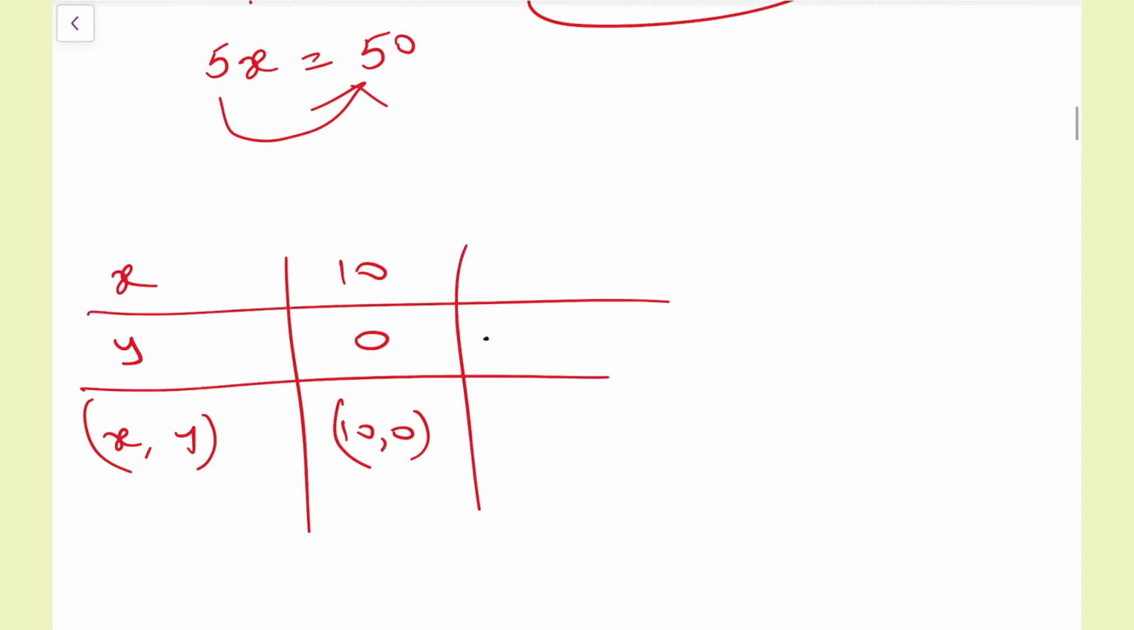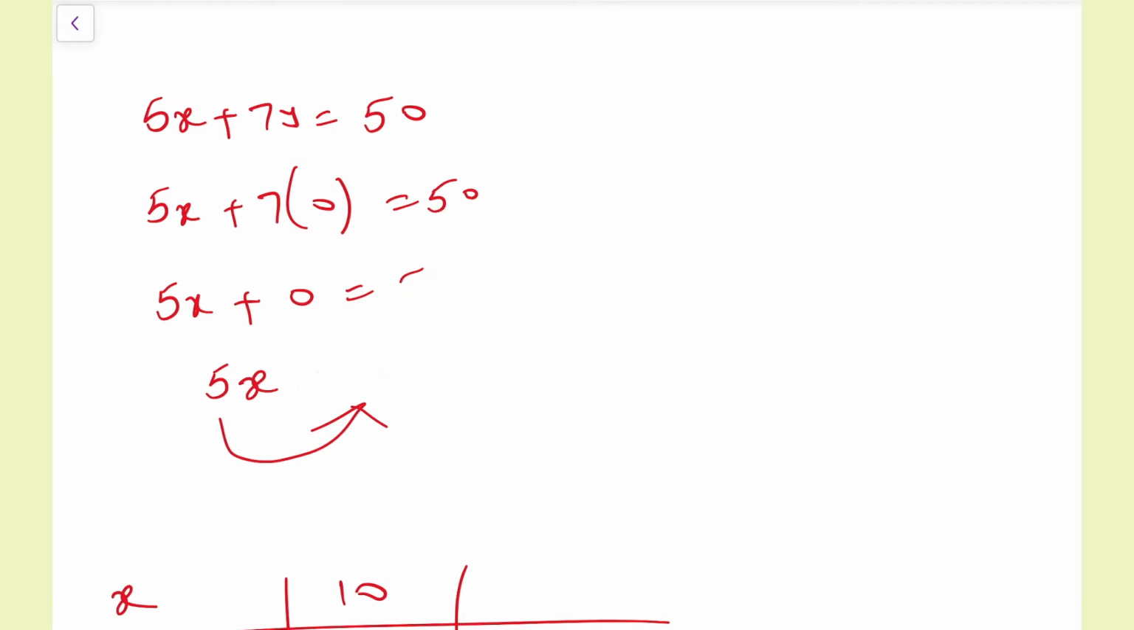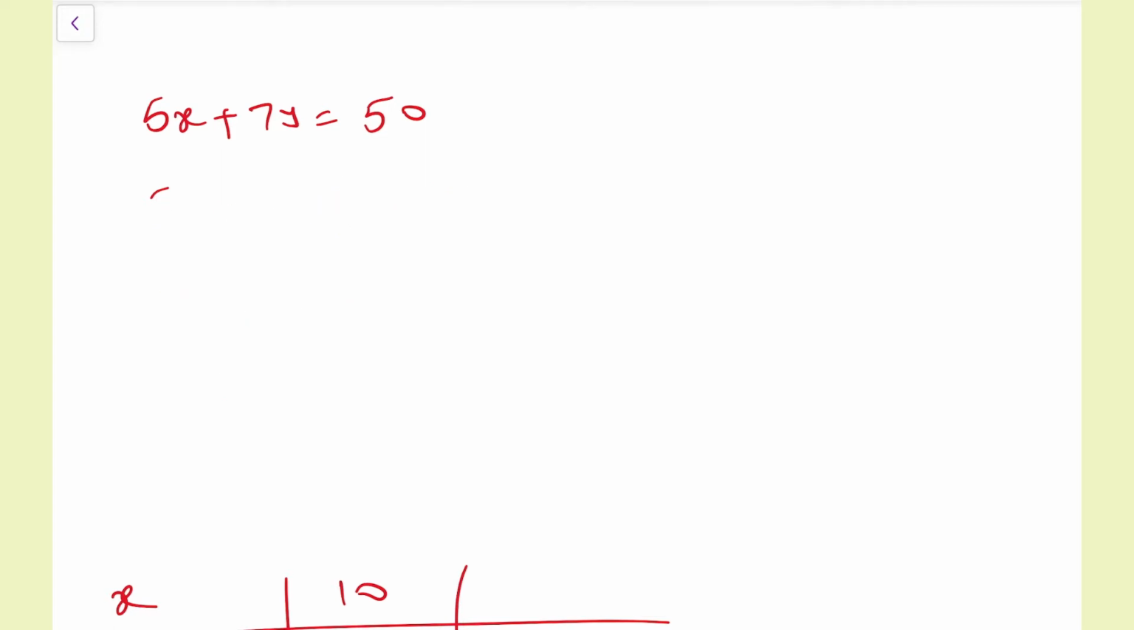Now for the second point. Here I took the y value as 0 so that in the 5 table, 50 will come. So that's why I took it like that. Of course you can take anything, there is no problem at all. But if you take some number where the calculation is easy, then that is going to be very helpful. Now in the place of x, I will keep 0.